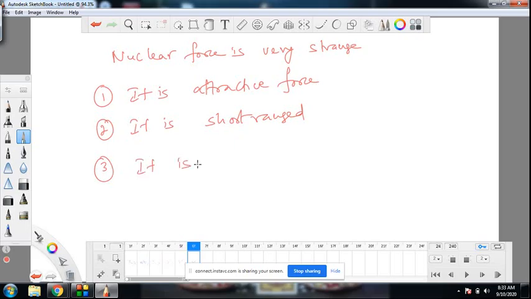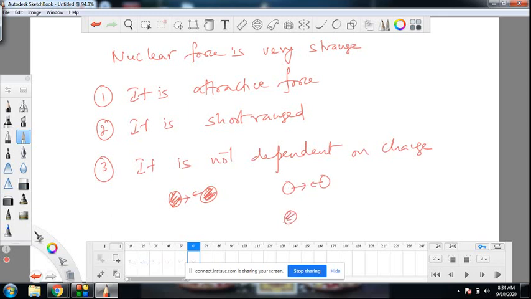It is not dependent on charge. That means if you take two protons at a certain distance, there is nuclear force between them. If you take two neutrons at the same distance, there is nuclear force between them. If you take a proton and a neutron also, there is a nuclear force. So it doesn't care whether the subatomic particle has charge or no charge. All it does is it acts when these two nucleons are separated by a very small distance.